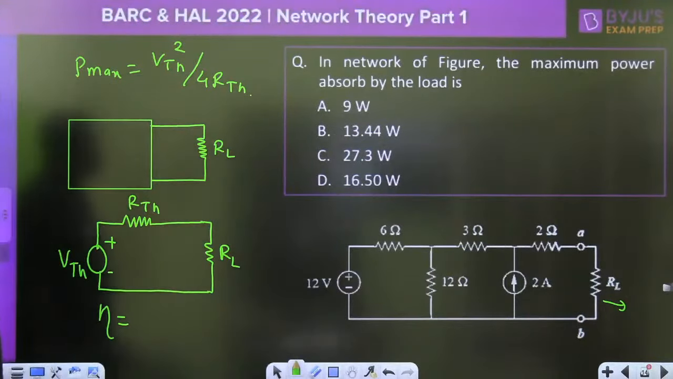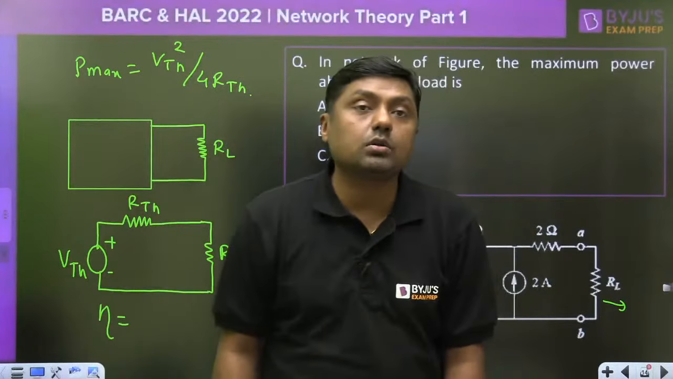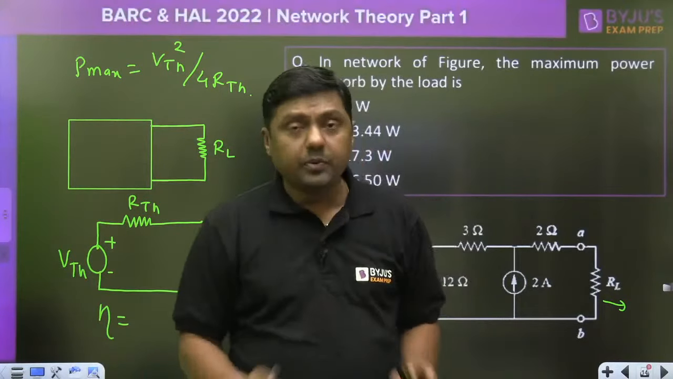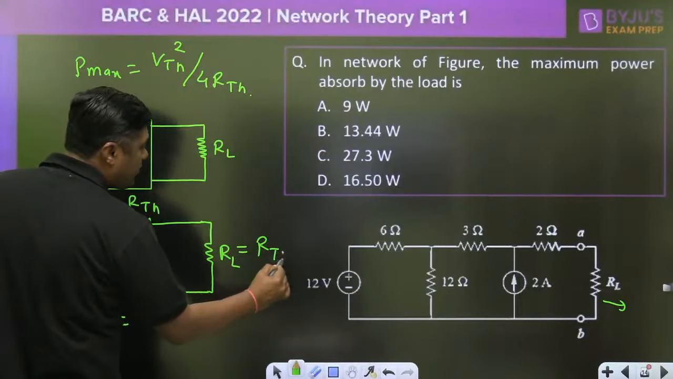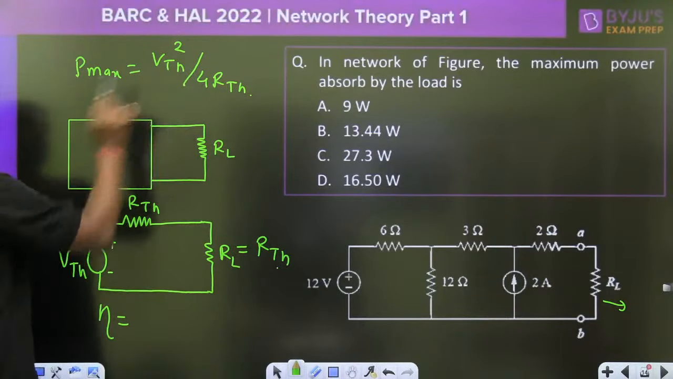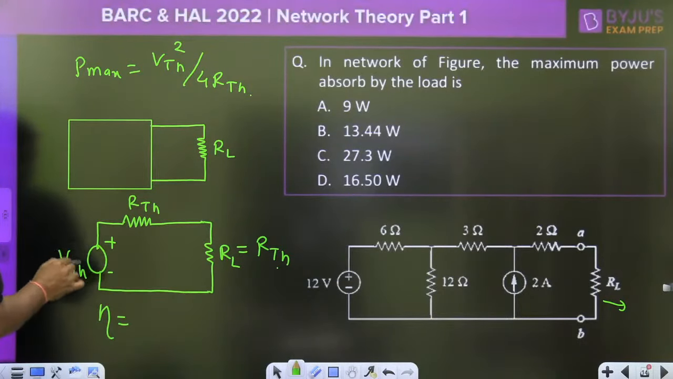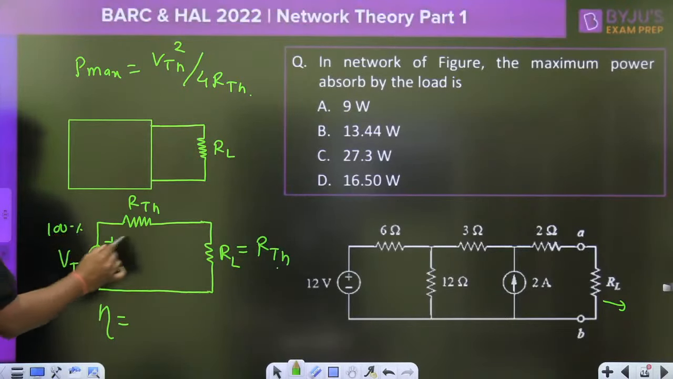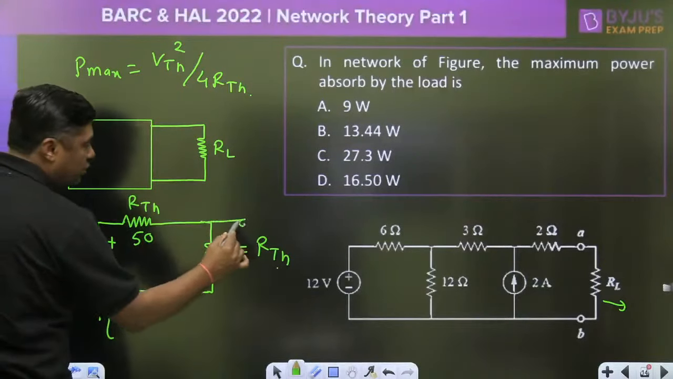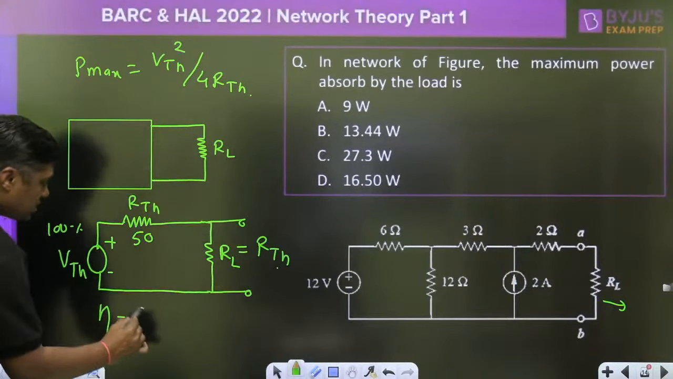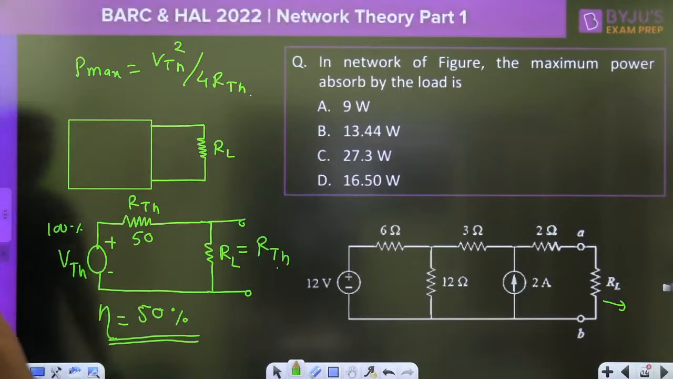When I am removing this RL, yes, 50% is the efficiency of the system. Bilkul sahi, Saud, Akhtar, Venu Kumar, yes, 50%. When RL is equal to RTH, we are getting the maximum power that is given by VTH square by 4 RTH, but both the resistors are equal. If 100% power is given by this system, then 50% is wastage across RTH, and the other 50% is delivered to RL. And that's why the efficiency of the system is 50%.